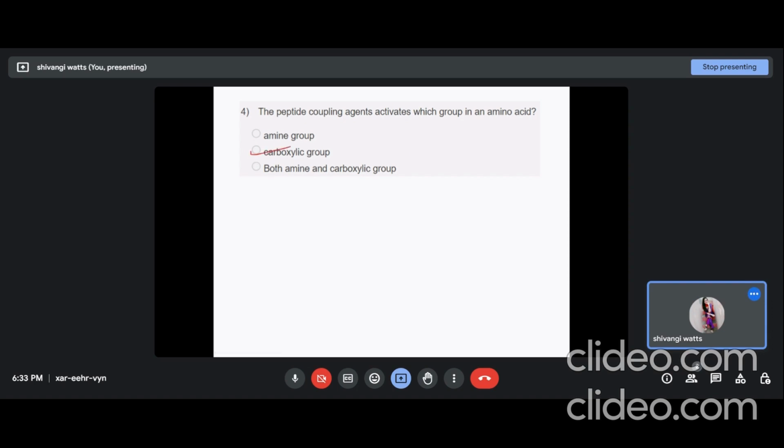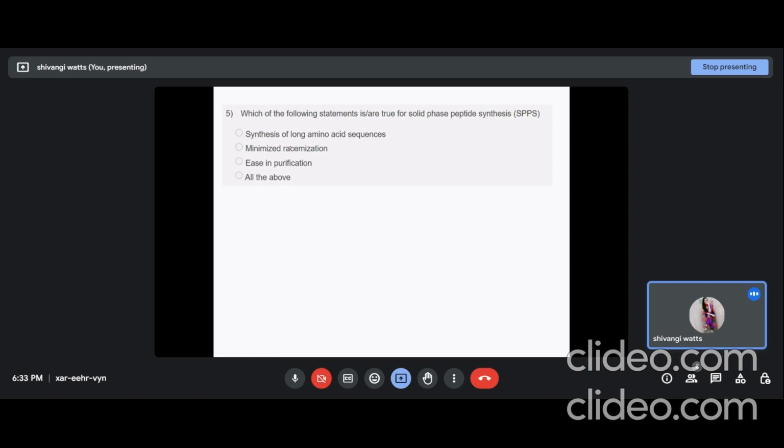The fifth question is, which of the following statements is true for solid phase peptide synthesis? Solid phase peptide synthesis is a synthesis of long amino acid sequences. This is true. Minimized racemization, true. And also it is easy to purify, that is also true. So all three statements are true. Then all of the above is true for solid phase peptide synthesis.